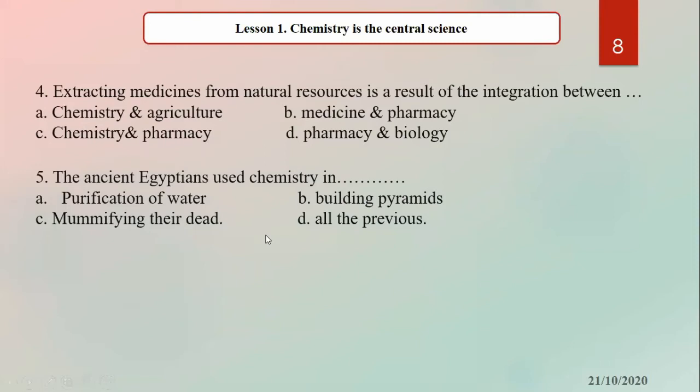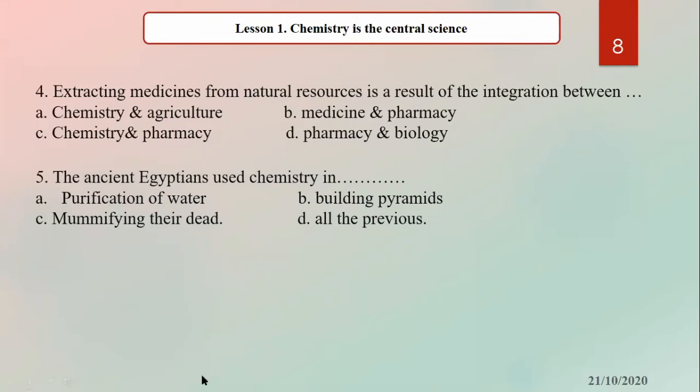The fifth one, the ancient Egyptians used chemistry in purification of water, building pyramids, mummifying their dead, or all the previous. Ancient Egyptians used chemistry in the mummification process, mummifying their dead.